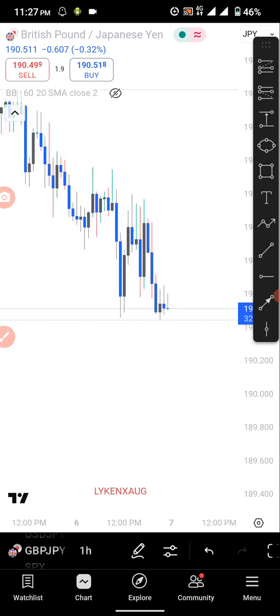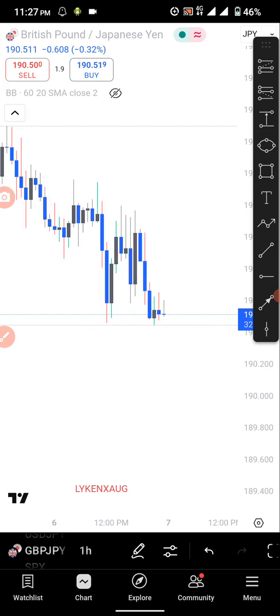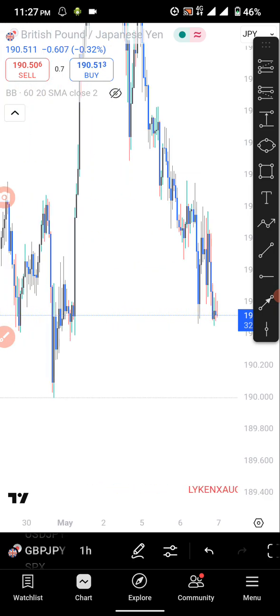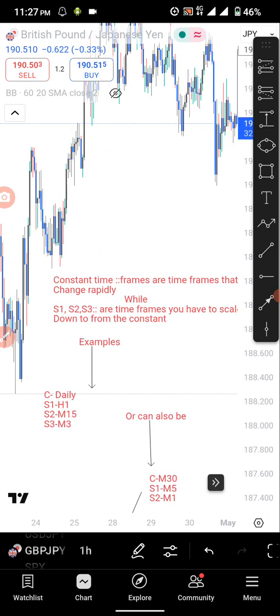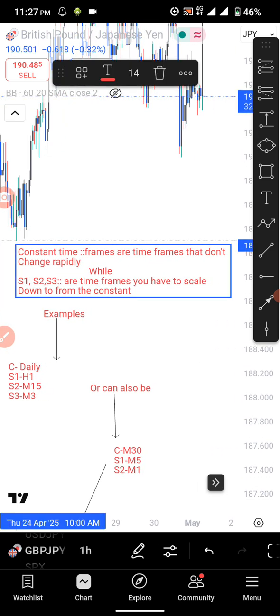So right now this is a day. This is the H1 time frame, which is our constant time frame. Let me explain to you what they mean. Here we have that constant time frame: time frames that don't change rapidly, that don't change easily. Any time frame can be your constant time frame, as I'm going to show you in the examples below.